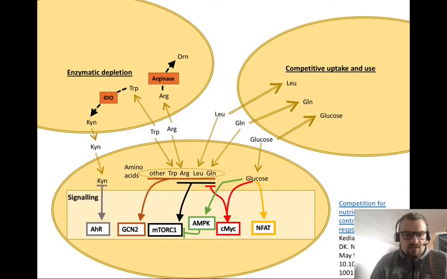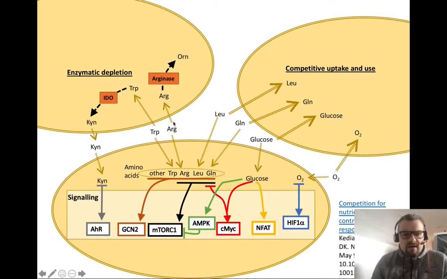So that's GCN2, and kynurenine can also affect pathways, because either kynurenine or some metabolites generated from the metabolism of kynurenine can act as ligands for this transcription factor AHR, which also has roles, in particular described in CD4 T cells.